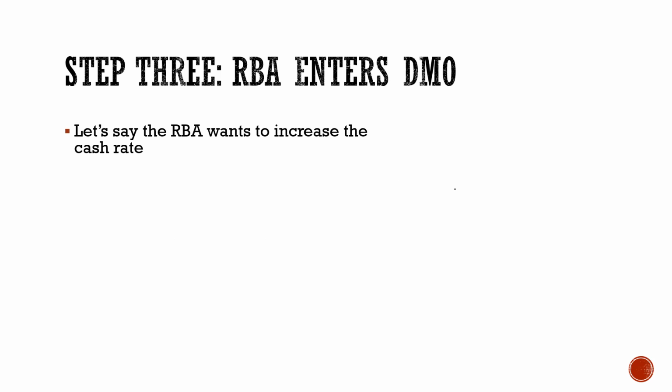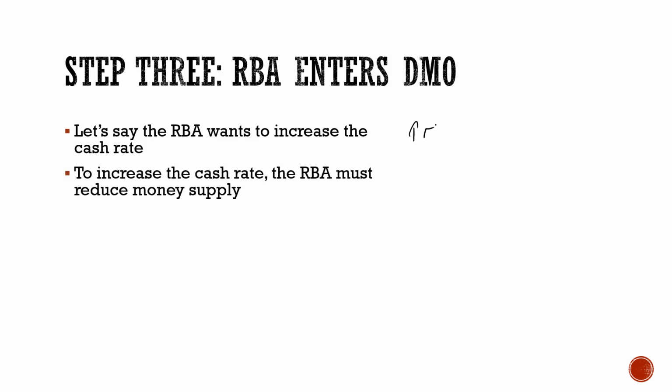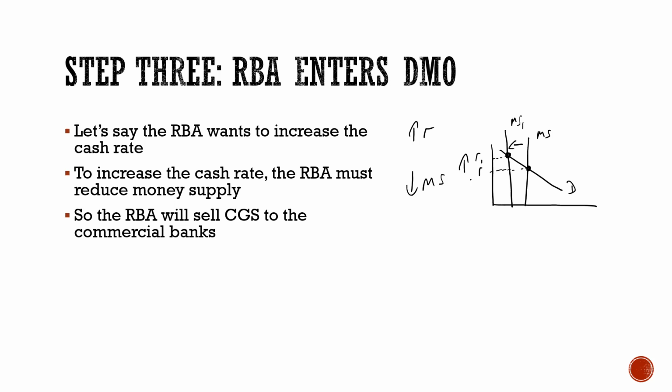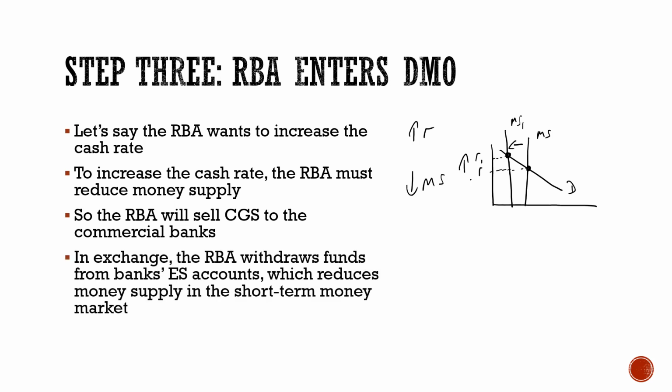Let's look at the other situation. Let's say the RBA wants to increase the cash rate. To make a higher cash rate, the RBA is going to have to reduce money supply. If the RBA reduces money supply, the cash rate will be higher. So if the RBA is trying to take money out of the short-term money market, it will sell Commonwealth government securities to the commercial banks. So in exchange, when the RBA sells CGSs, the RBA then takes money out of the banks, because that's what you get when you buy something: the RBA is going to take money. That reduces money supply in the short-term money market. And what we can see when we reduce money supply is that we get a higher cash rate.